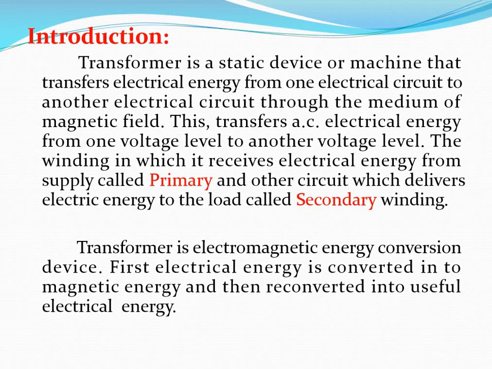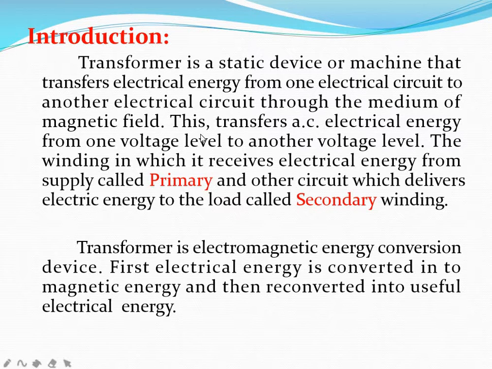So first, as we know, the transformer is a static device which transfers electrical energy from one electrical circuit to another electrical circuit, and this all happens through the medium of a magnetic field. So AC electrical energy is transferred from one voltage level to another voltage level with the help of a transformer.